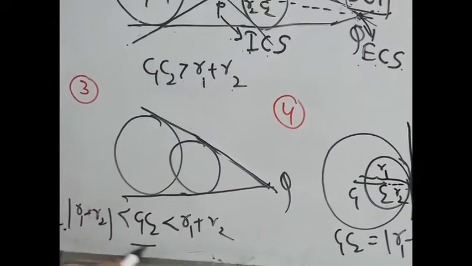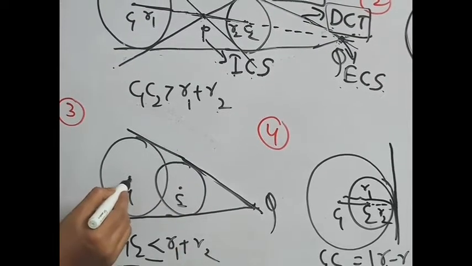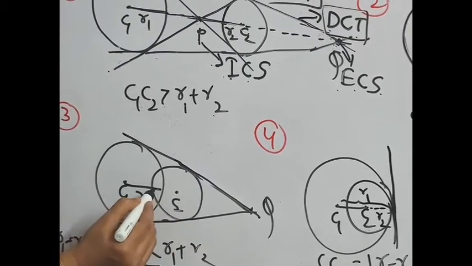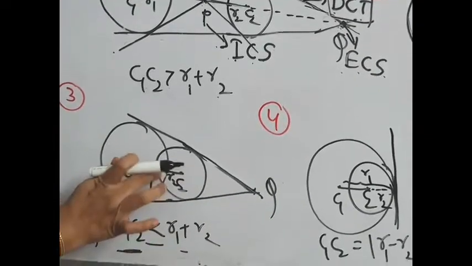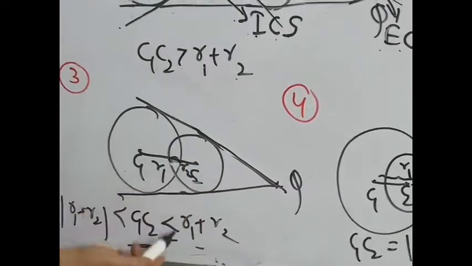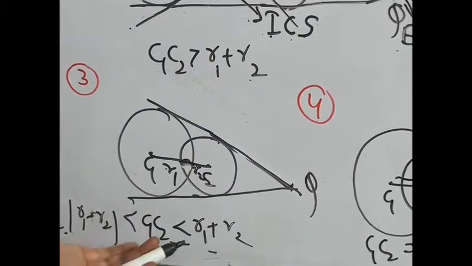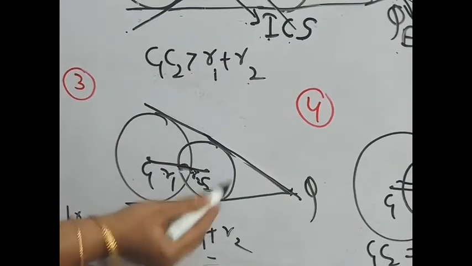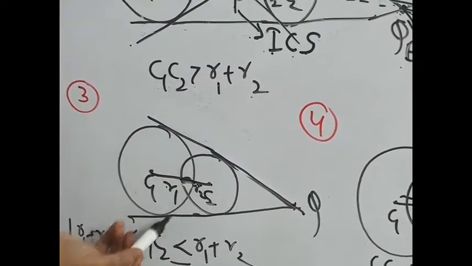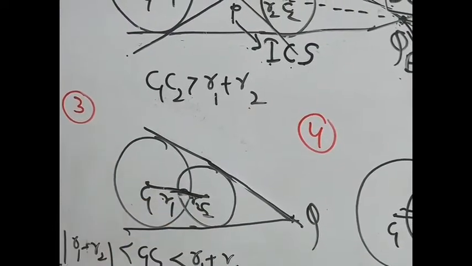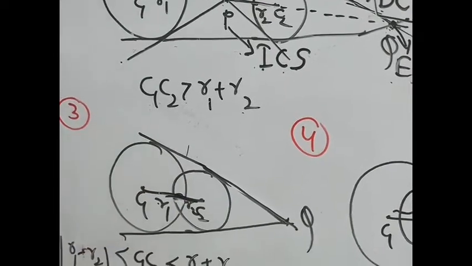Suppose C1, C2 is less than R1 plus R2. Suppose this is C1 and this is C2 and this is R1, and again R2. Obviously C1, C2 length is less than R1 plus R2 because this part is additionally there. So in this case, two circles intersect at two distinct points. In this case, there is no transverse common tangent, because tangent means it touches the circle at only one point, but there is no scope for the transverse common tangent.